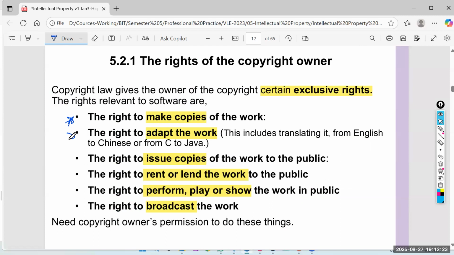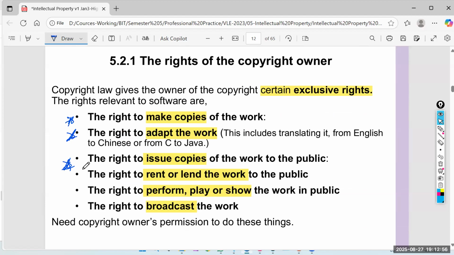And the copyright owner can adapt the work, take the original and make modifications to get derivative works. That only the copyright owner can do. Whether it's a song, book, software, or database, the copyright owner can issue copies to others. That means giving permission to use it, not selling it. You give licenses, permission to use it.